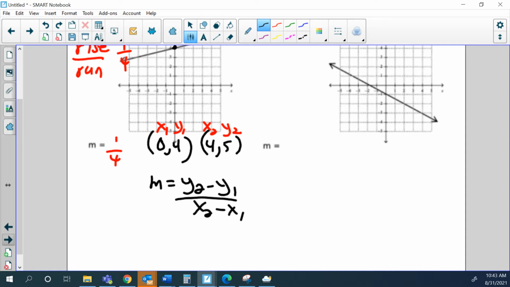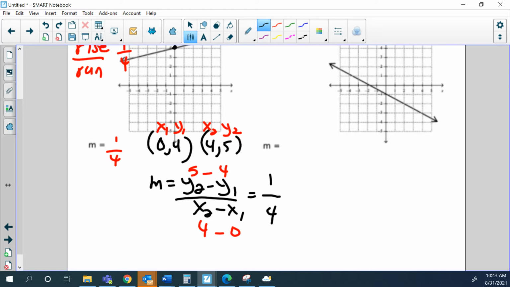Now let's substitute the points. All right. So my y2 is 5, my y1 is 4, my x2 is 4 minus my x1 is 0. And so that's going to give me 5 minus 4. That's going to give me 1 over 4 minus 0 is 4. And so my slope is 1/4. Okay. All right, let's try this one over here.